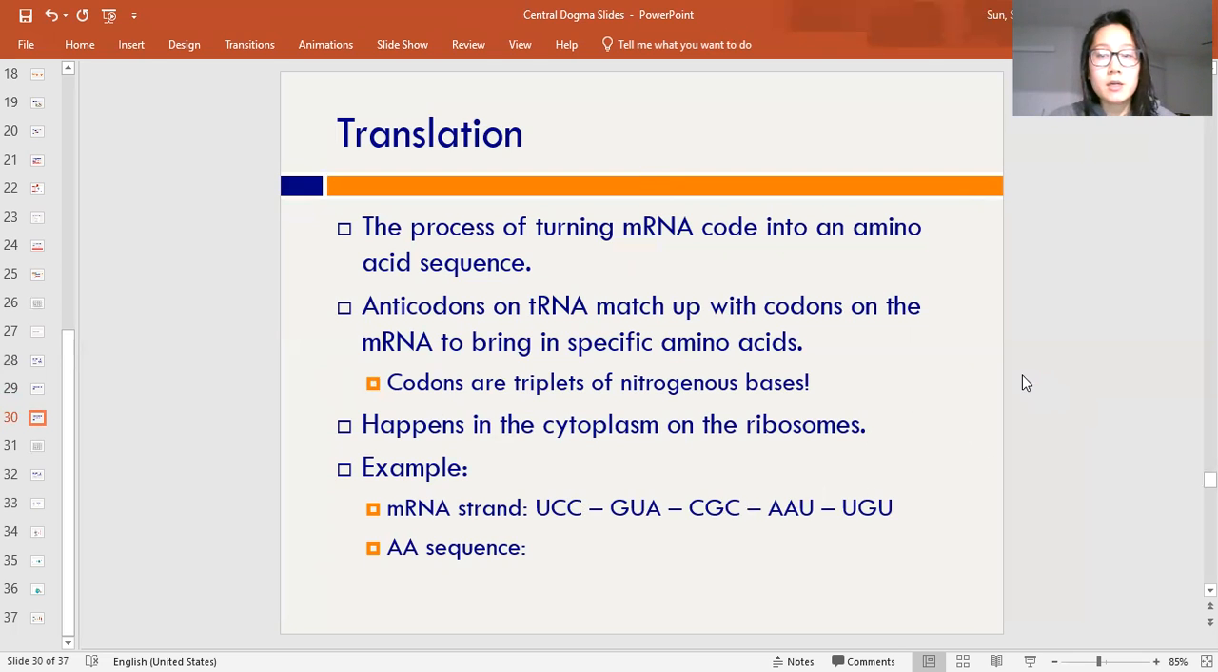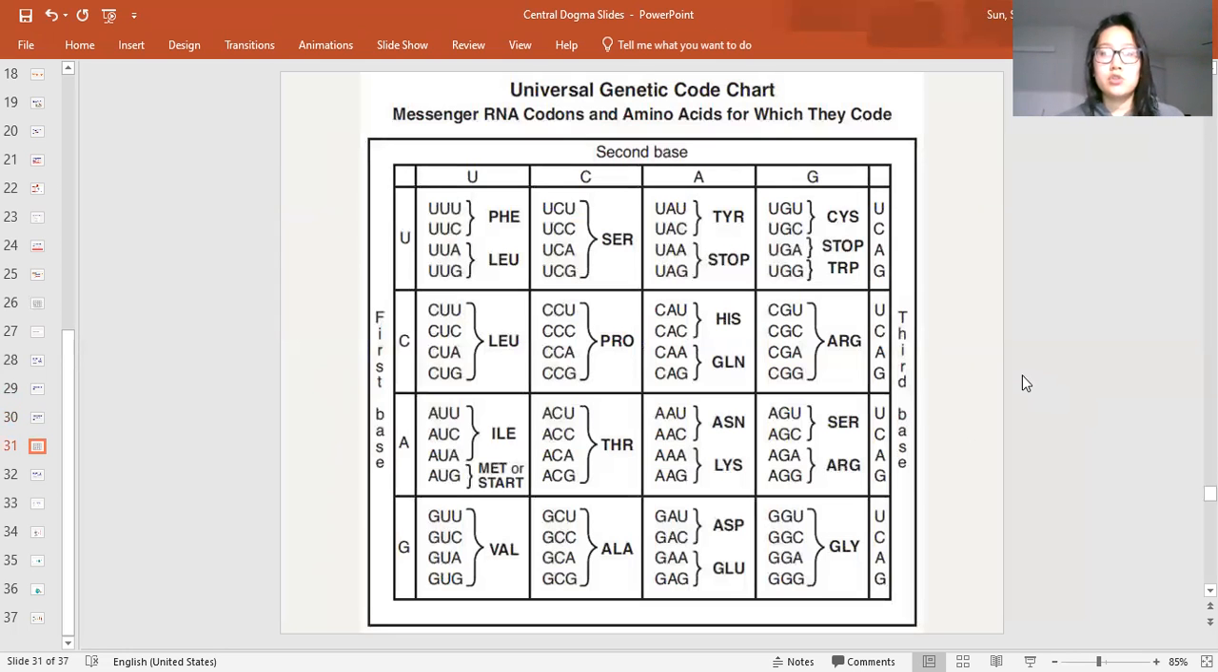The example we have here is the same exact strand that we made on the last slide, but when you're doing translation, you actually need this universal genetic codon chart, which uses mRNA or messenger RNA codons and the amino acids that you will be putting down. And if you can see on the side here, there's this first base, second base, and third base. And this is really similar to the one that you will be using on your STAR questions and on any of your tests.